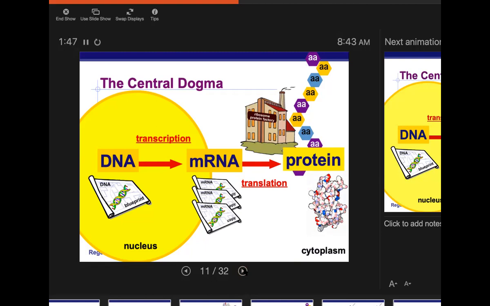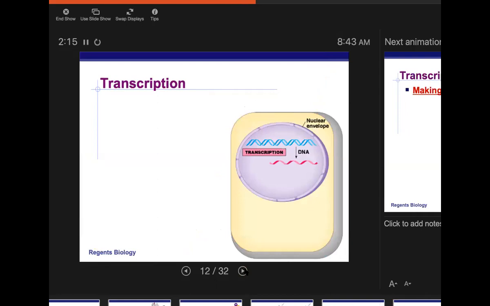So remember, we're saying the central dogma, that this concept is so important to our understanding of biology that it's really foundational. Okay, it's a foundational understanding in biology that we turn DNA into mRNA and then mRNA into proteins. So, how does this work? Well, transcription makes mRNA from DNA.